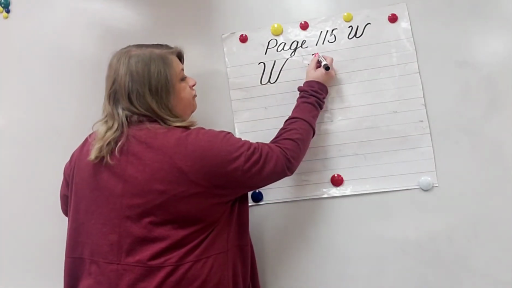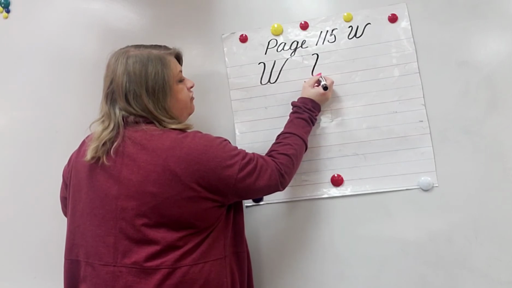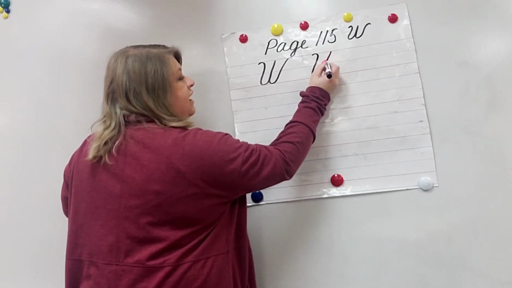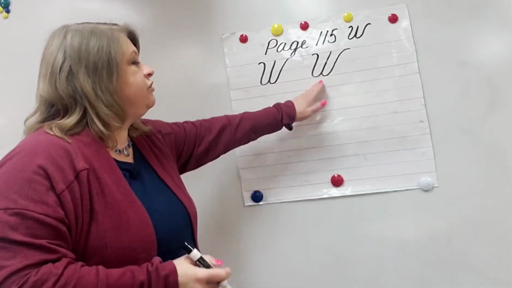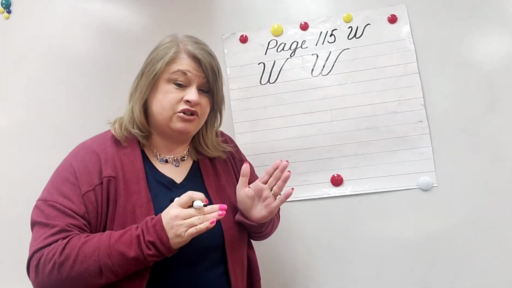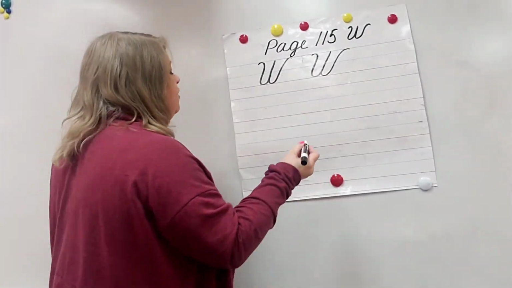So we start here, curve forward, slant, under curve, make it parallel to the first line, retrace it, under curve and over curve. Make sure these are all going in the same direction. We want them parallel. Be careful.